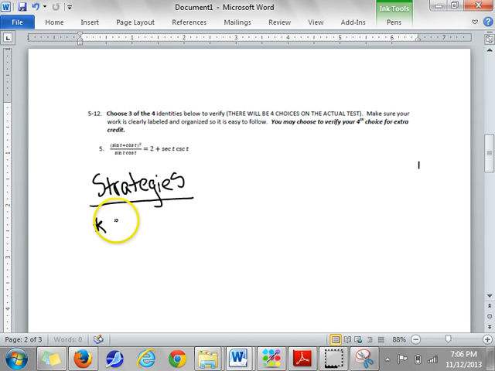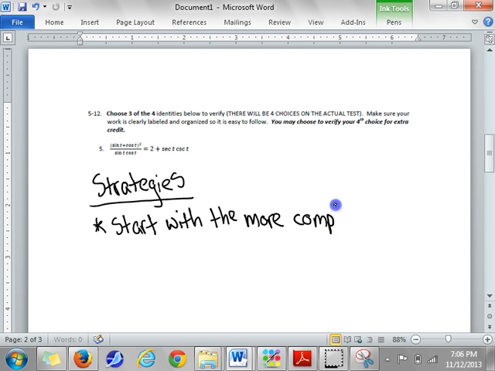First strategy. Start with the more complicated side. For this example that we're looking at right here, to me, a fraction is more complicated than a not fraction. So I would start with the left-hand side instead of the right-hand side.